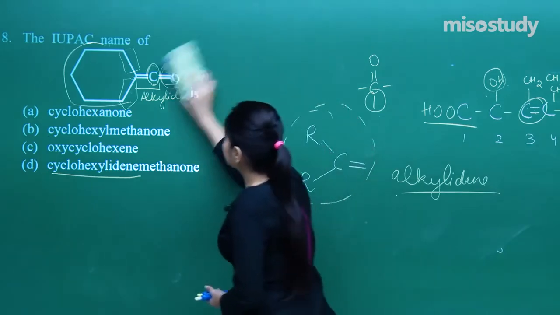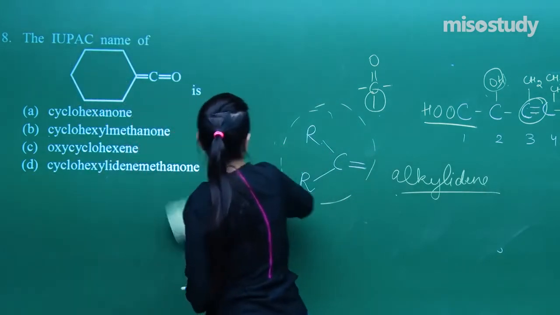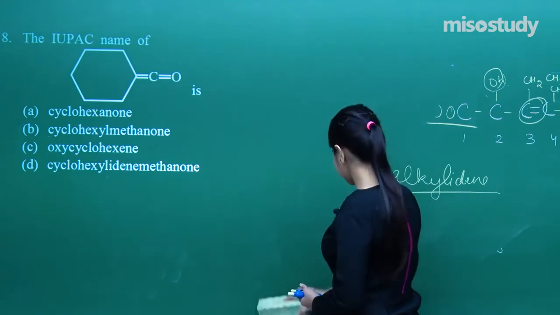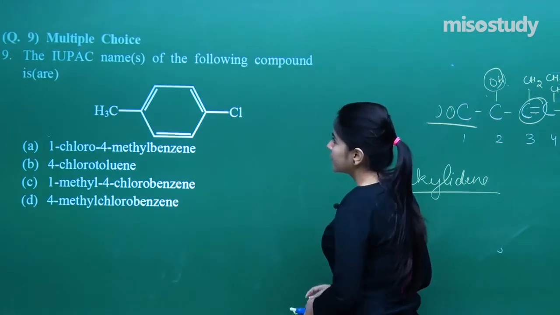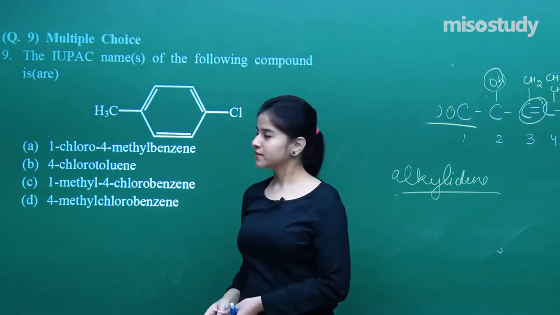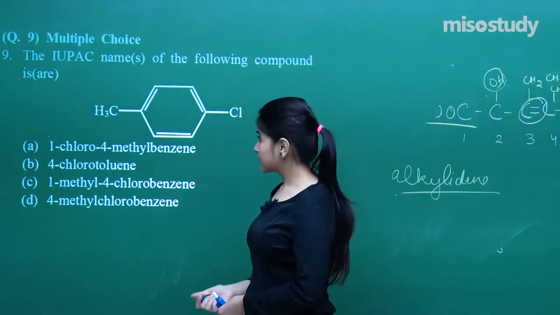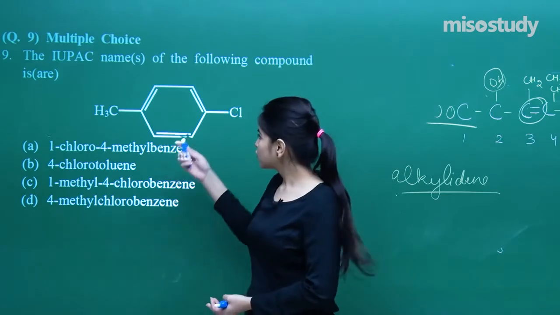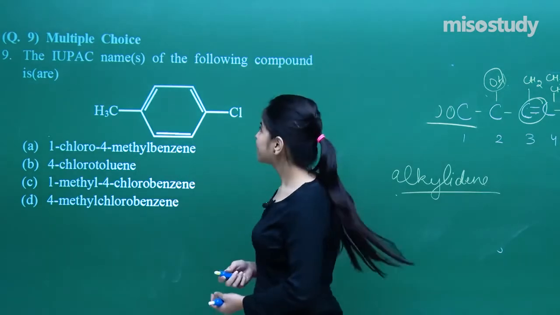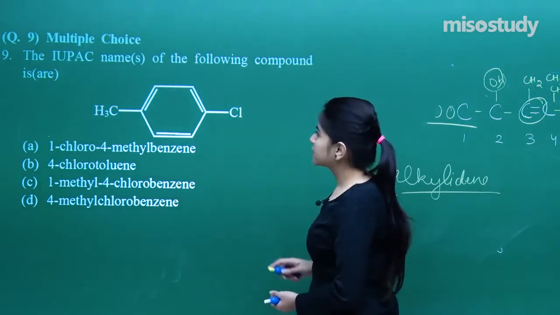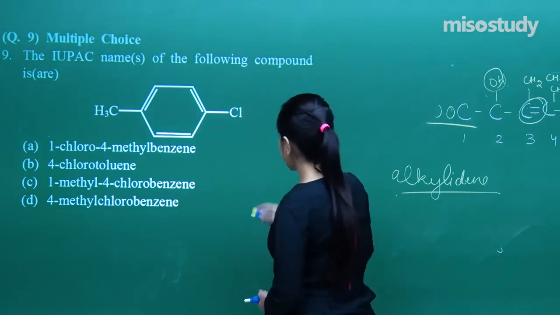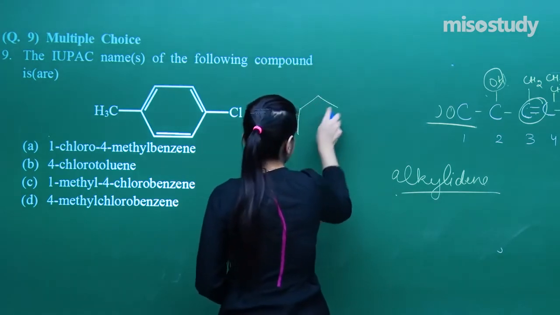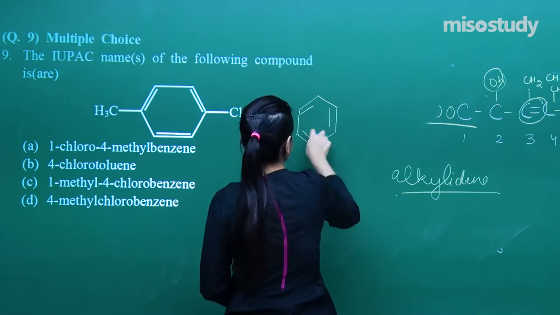So let's move on to the second last question. What do we have? Now we have got the multiple choice question. So the IUPAC names, again a compound can have more than one IUPAC name. So here is the example for that. So I need to find out the IUPAC name for this very compound. So if you look very carefully, it's a pretty simple question.